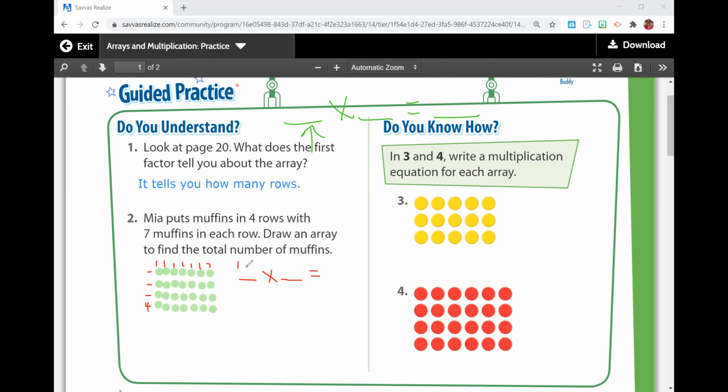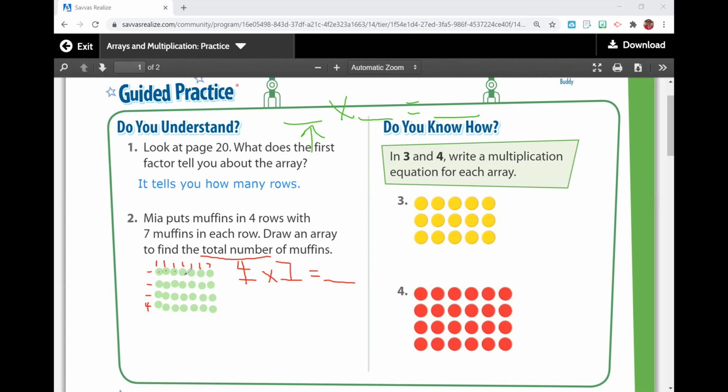So there were 4 rows and there were 7 in each. To find my total number, the product, I can count each individual dot. And I'm going to make a dot on top so I know I counted it.